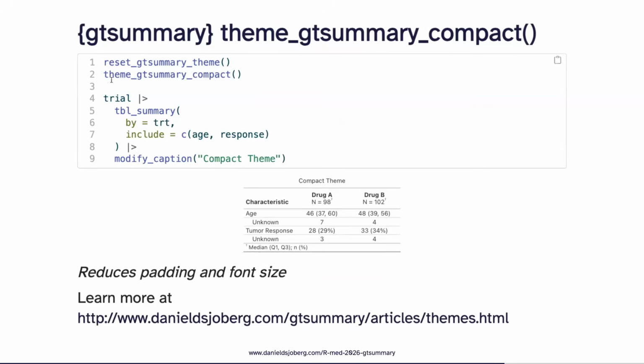One of my favorites is the compact theme. What that does is it reduces the font size and reduces the padding. Essentially, in every table I've ever created, I've reduced the font size and the padding. Otherwise, it just takes up so much space by default using the default settings in these print engines. So this is what I pretty much set every time. This is a great one. You can see how cute and small this table is.